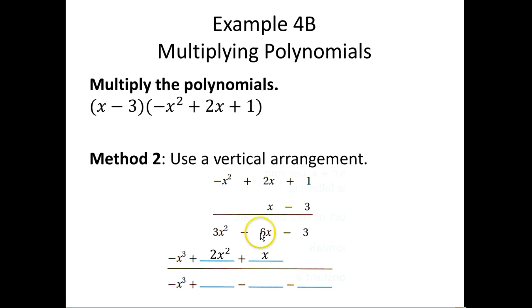And then you add, just like you would do if you were multiplying numbers together. Well, I have negative 3 plus 0, that's negative 3. Negative 6x plus x, that's negative 5x. And 3x squared plus 2x squared, that's 5x squared. I get the exact same result as when I use the horizontal arrangement. Okay, so it's up to you which one of these arrangements you prefer. This one is nice because it uses the fact that you already know how to multiply two numbers together. It's the same exact idea behind it.